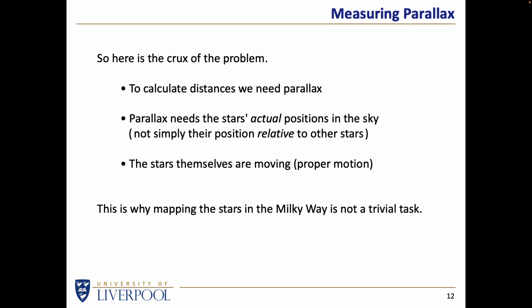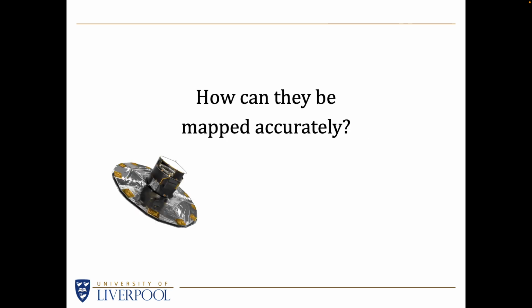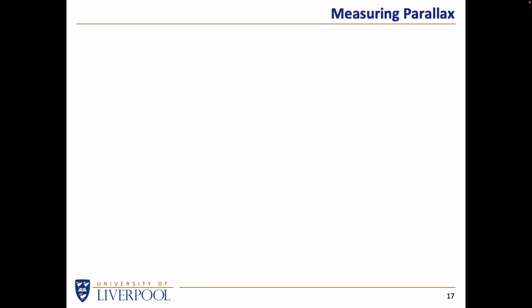So these 3 reasons are the reasons why mapping the Milky Way has taken until now, or until Gaia. 20, 30 years ago, we did not have the technology that would allow us to map billions of stars in the Milky Way to the precision required to give us the motion of the stars as well as the distances to the stars. Okay, we're getting towards the nub of the problem. How can they be mapped accurately?